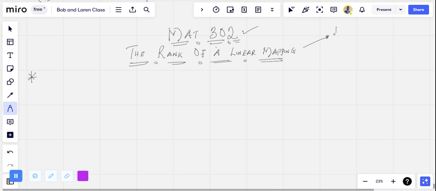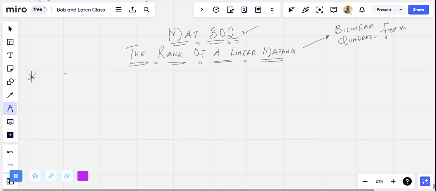Let me write it out. We want to consider the rank of a linear mapping. That's the first one. And at the same time, we want to consider the bilinear form and quadratic form. Those are the three things that we need to consider in this video session. So now let's start with the rank of a linear mapping.